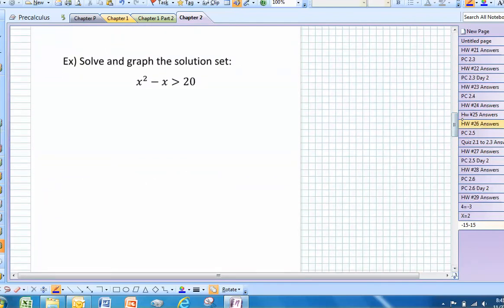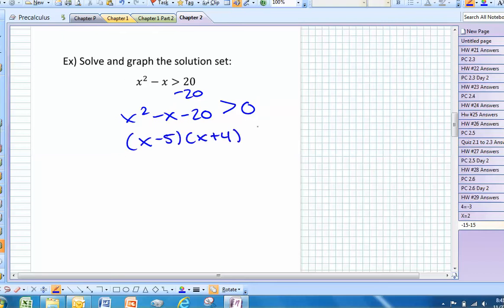So let's try one more. So we'll subtract 20 from both sides, until we get it to greater than 0. We factor, so it's (x minus 5) and (x plus 4). And instead of greater than 0, we set it equal to 0 because we want to find the boundary points. So we get x equals 5 and x equals negative 4. Those are our boundary points.